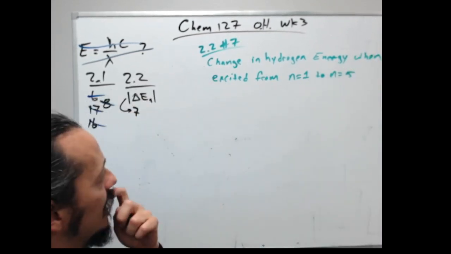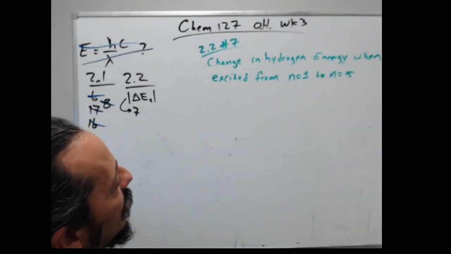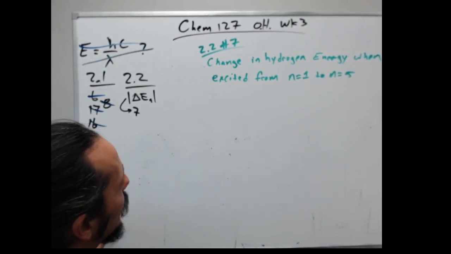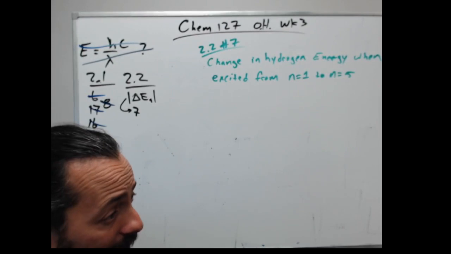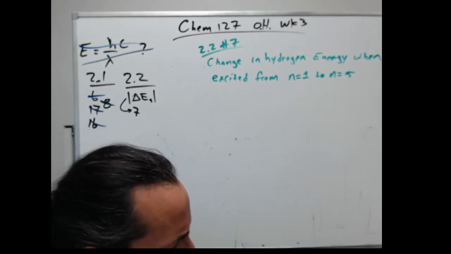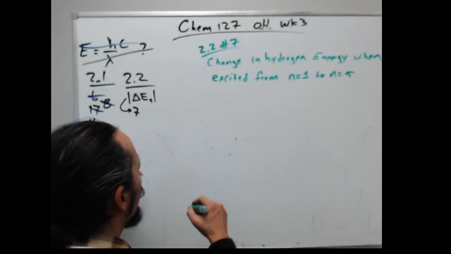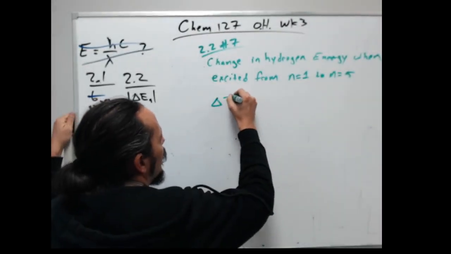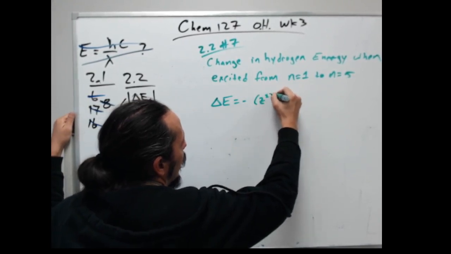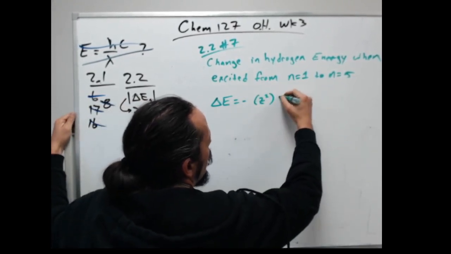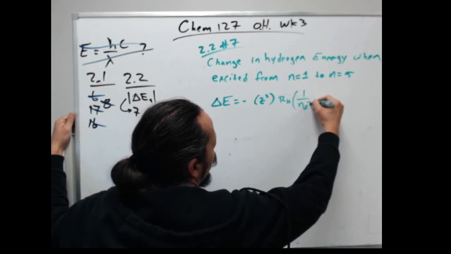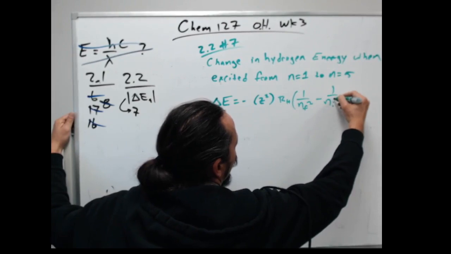Okay, so we're looking at the change in hydrogen energy when we're excited from n equals 1 to n equals 5. One of the things we talked about last time is whenever we've got two n values, huge hint, Rydberg equation, right? So the Rydberg equation that we're going to use is delta E equals negative Z squared RH times 1 over n final squared minus 1 over n initial squared.